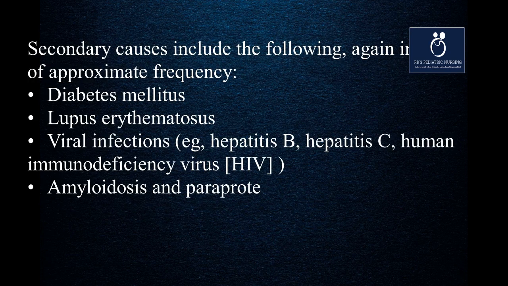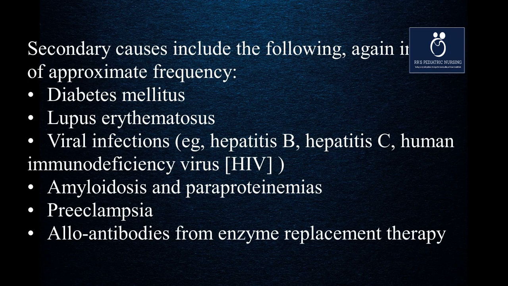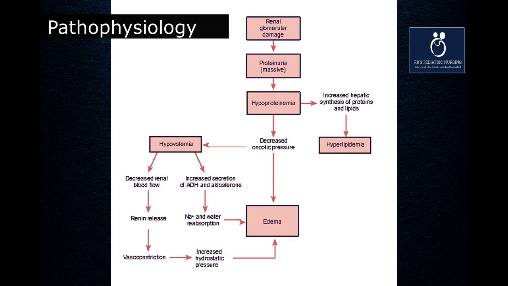Secondary causes include the following, again in order of approximate frequency: diabetes mellitus, lupus erythematosus, viral infections, e.g., hepatitis B, hepatitis C, human immunodeficiency virus (HIV), amyloidosis and paraproteinemias, preeclampsia, alloantibodies from enzyme replacement therapy. The pathogenesis is not fully understood.